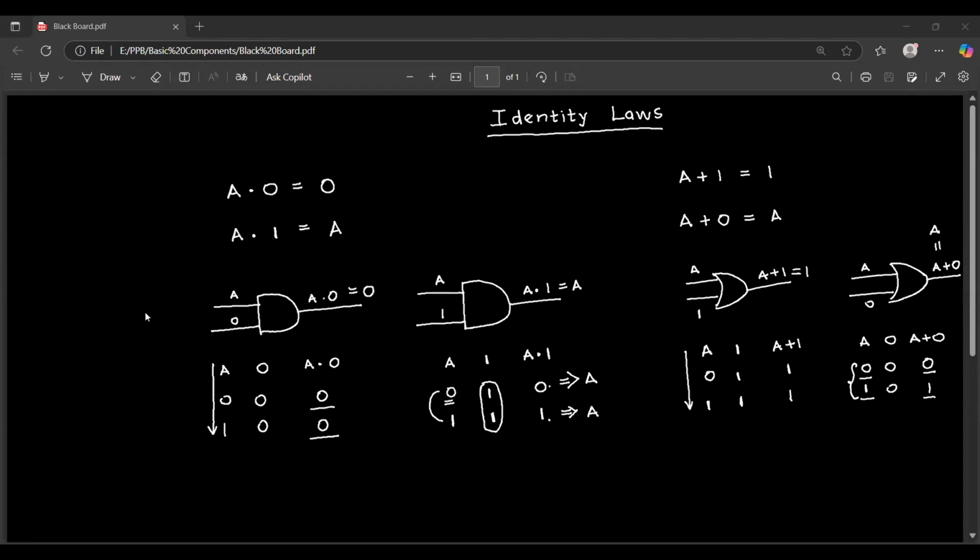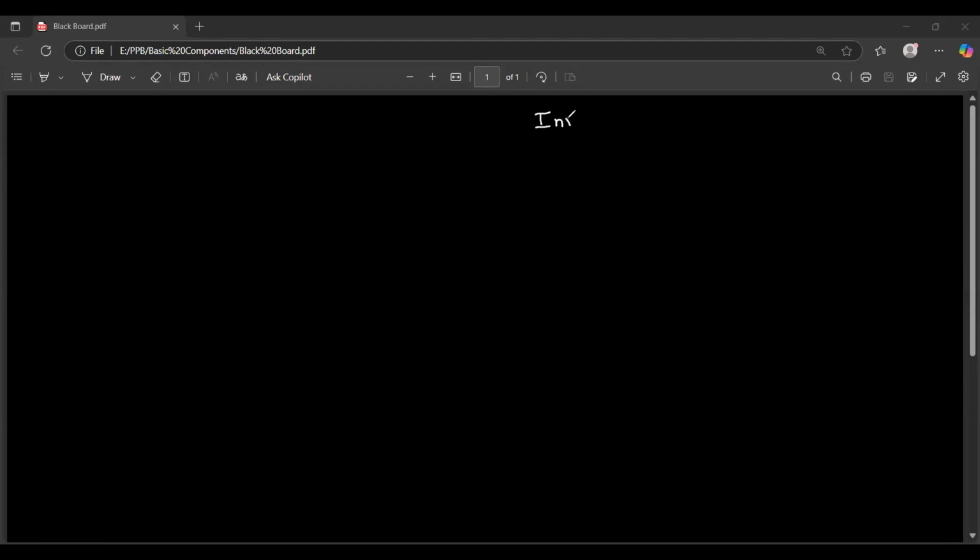Now let's talk about inverse laws. In inverse law, we are going to talk about the inverse of given functions: inverse, complement, the bar, whatever you want to call it. First of all, we have A dot A bar. A dot A bar is equal to 0, and then A plus A bar is always 1. These are the two laws that we normally use.